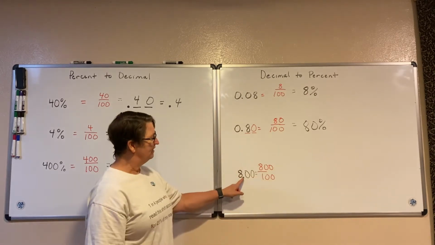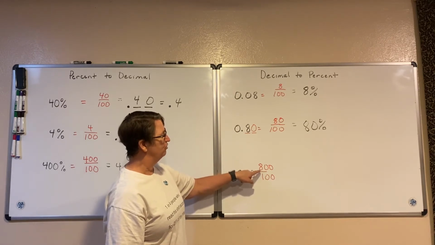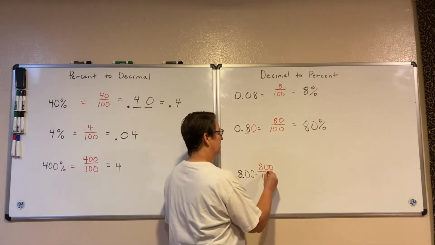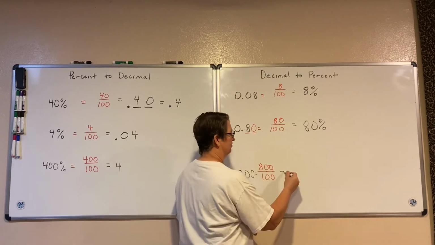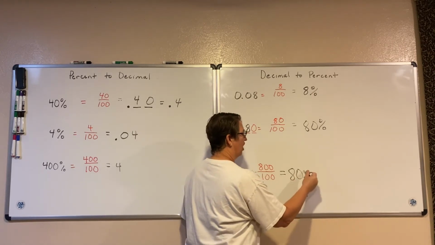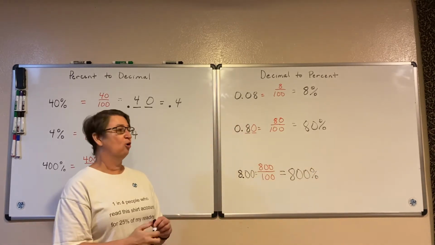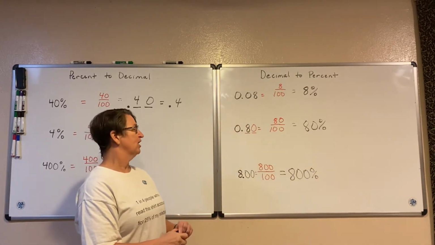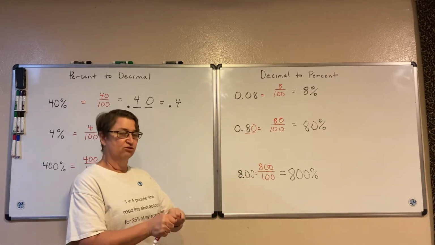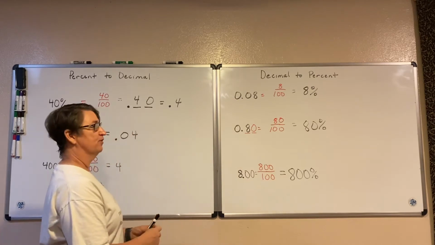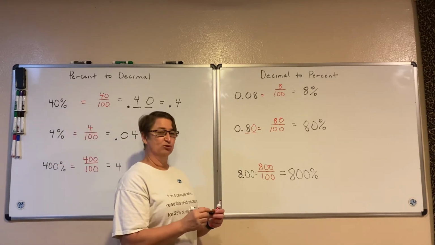So it's 8.00 to get to that hundredths place, or 800 over 100. Now that I have it out of 100, then I can write it as its percent, 800%. So percent is always out of 100, whereas my decimals are out of tenths, hundredths, thousandths. So let's look at a couple of just tricky ones and see if we can do them, if we can go back and forth now between the two.